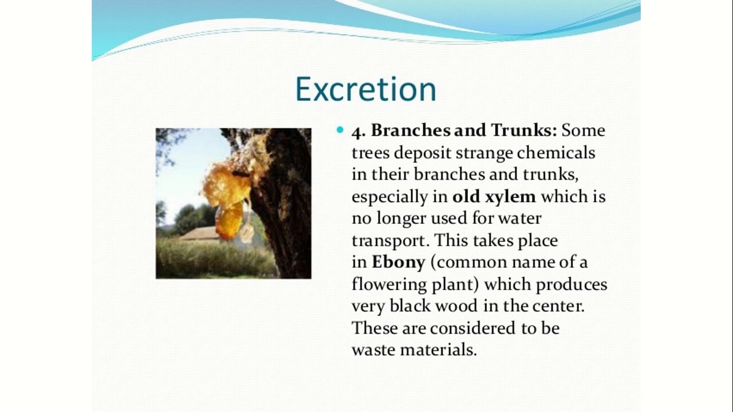Next is in branches and trunks. You might have seen in many plants there will be a resin or a gum or latex oozing out of the body of a plant. It is also one type of excretion. Some trees deposit strange chemicals in their branches and trunks, especially in old xylem, which is no longer used for water transport. This takes place in some common plants like ebony, which produces very black wood in the center. These are considered to be the waste material.